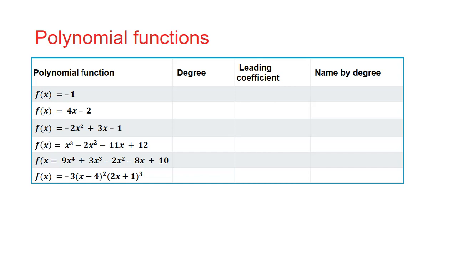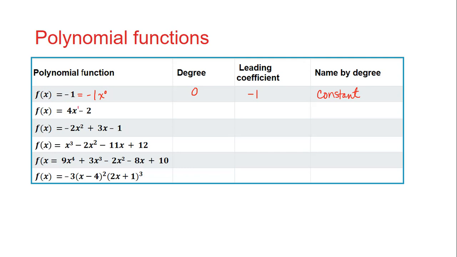Well, understand that -1 is equivalent to -1 times x to the 0, because x to the 0 is 1. So the degree of this polynomial function is 0. The leading coefficient is -1. And we say that this is a constant function. There's no variable that's going to change the output value. It is always -1.